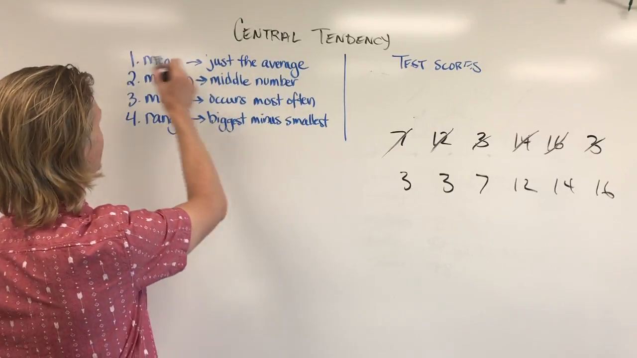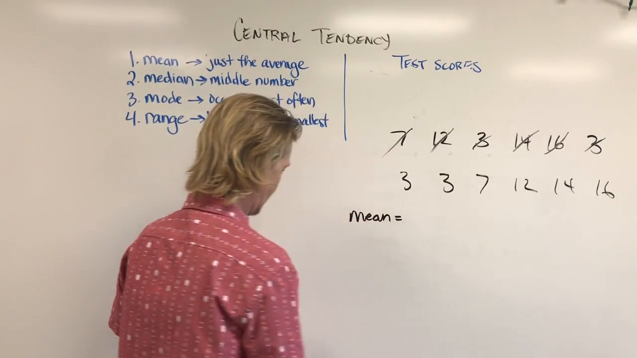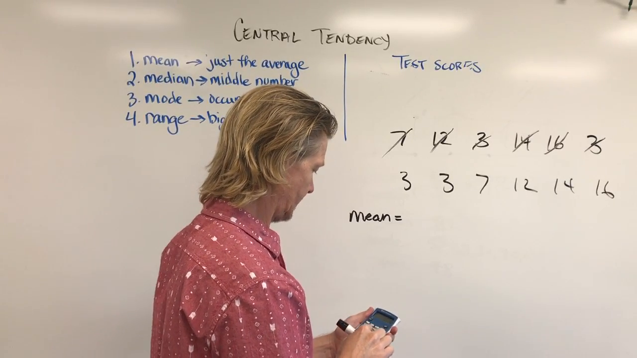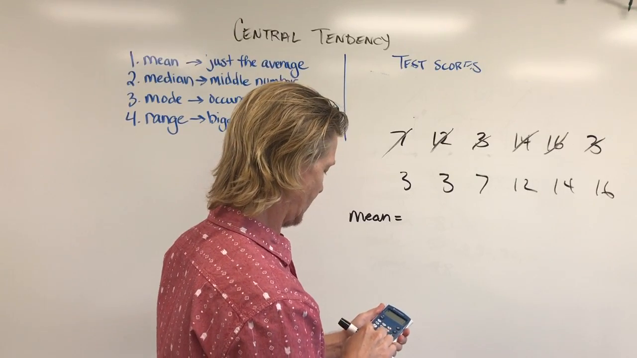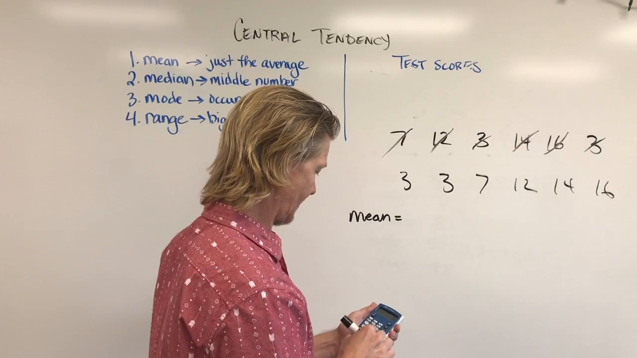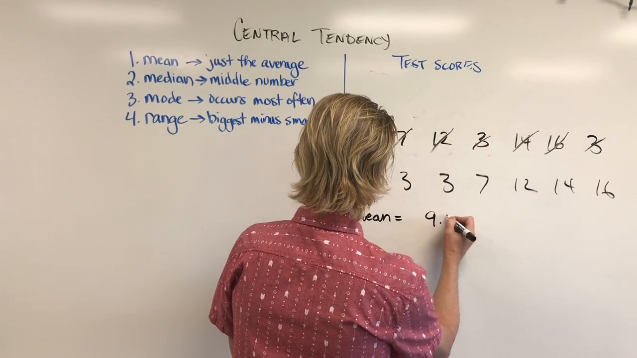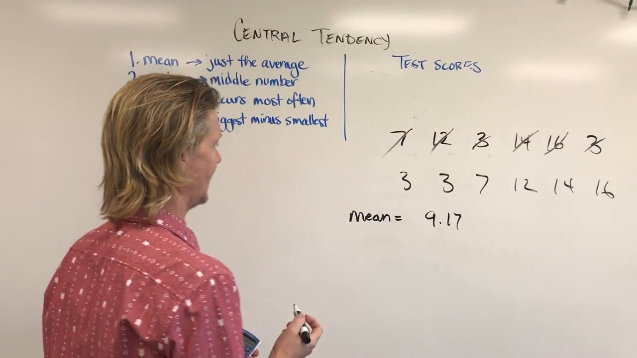Now to get the average, the mean, I would add them all up and then divide by 6. So I get 3 plus 3 plus 7 plus 12 plus 14 plus 16. And this time I'm going to divide by 6 because there's 6 numbers. So the average or mean is 9.17, okay? And that would be years old because this is ages.